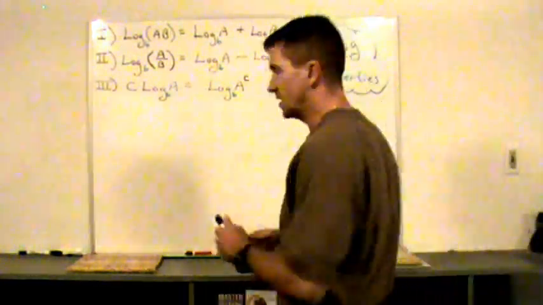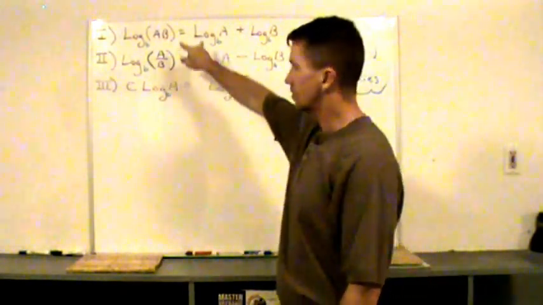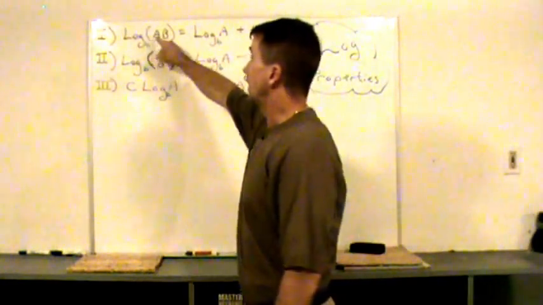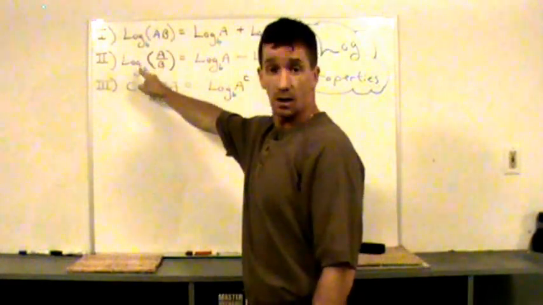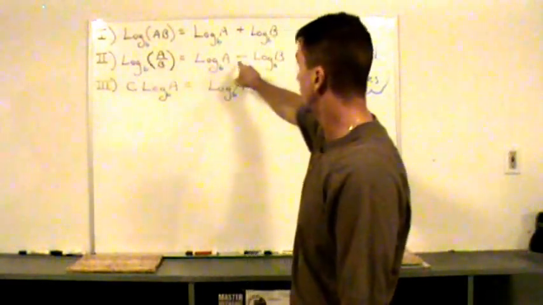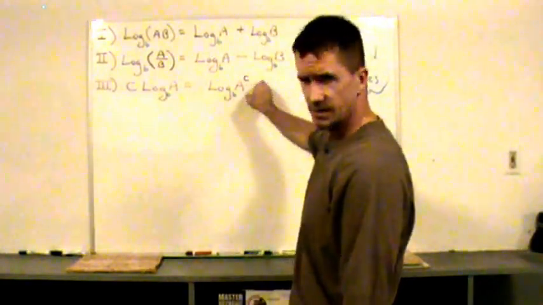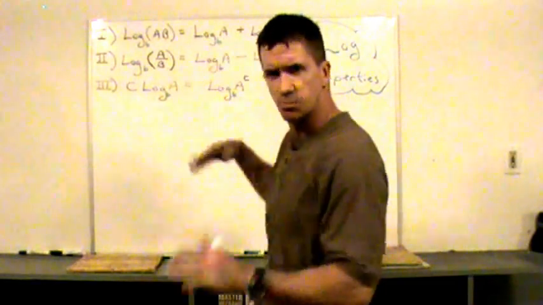Hi everyone, in this video we're going to talk about the log properties. There are three properties of logarithms. Log of a times b equals log a plus log b. Log of a divided by b equals log of a minus log of b. And c times log a equals log of a to the c power. With these properties, the bases would remain consistent.